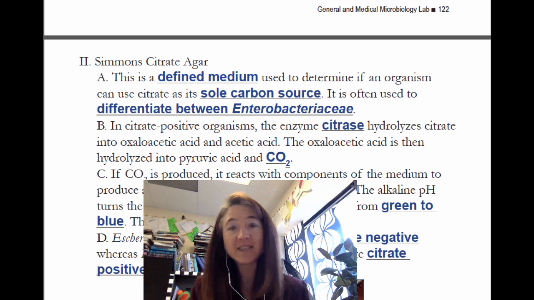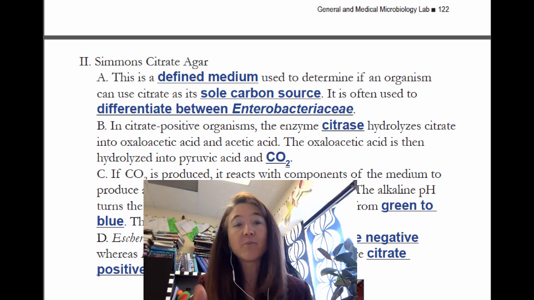We're looking for the presence of an enzyme called citrase that can break down citrate into oxaloacetate and acetic acid. And so a recognition of the fact that these are familiar intermediates to us from the TCA cycle. So remember that citrate is the first intermediate in the TCA and oxaloacetate the last.